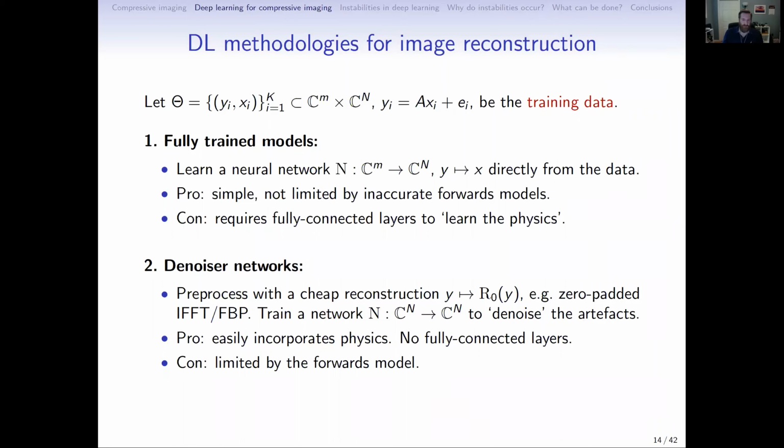So this is good. You can do this with convolutional neural networks, so it's more efficient. You can scale it to larger scale problems, but it does have the limitation that you're using the forwards model. So anything that you lose in performing this reconstruction that was in your original measurements, it's difficult to get that back.